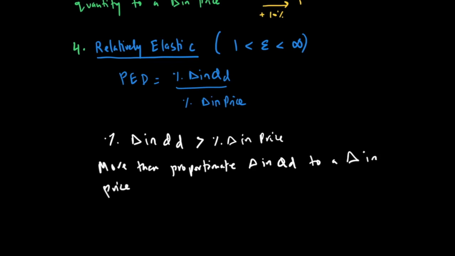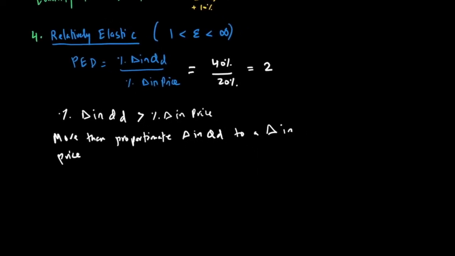So, for example, if the price goes up by, let's say, 20%, the quantity demanded may go up by more than 20%, let's say 40%, and you will have a PED of 2. So how do I show that in terms of a diagram? And what does it mean to have a relatively elastic good?